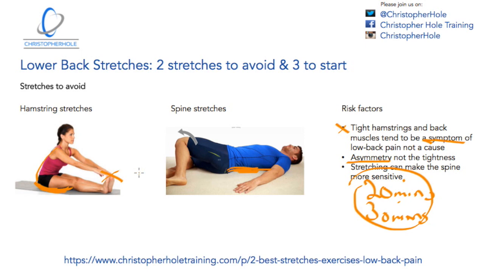So when we're talking about stretches to avoid, we want to avoid the hamstrings down the back of the leg, and we want to avoid the spinal muscles or the spine stretches that stretch the erector spinae muscles that go up either side of the spine. So now we know which ones we want to be avoiding, we want to think about ones that we want to start doing.